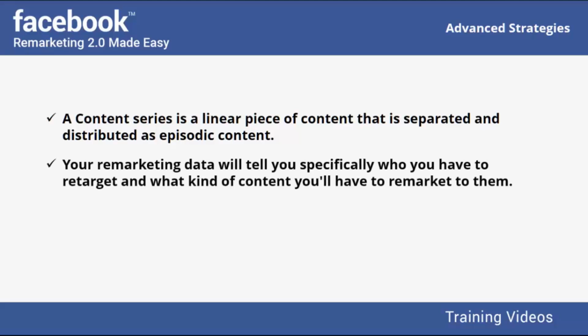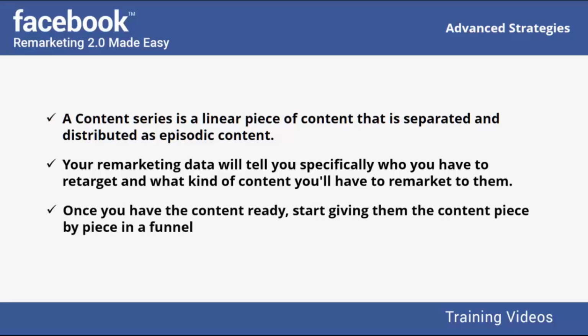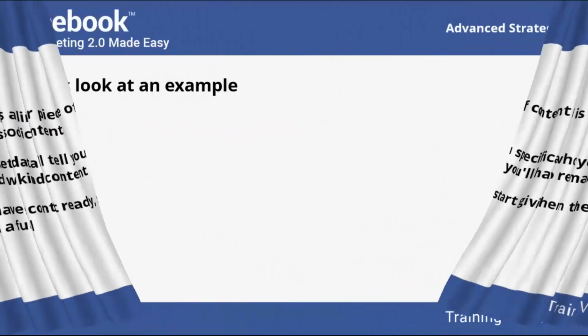Your remarketing data will tell you specifically who you have to retarget and what kind of content you'll have to remarket to them. The good news is that this will work with any kind of content. Once you have the content ready, start giving them the content piece by piece in a funnel, where you lead them to the final piece of content. Before you give them that last piece, they'll need to give you their contact information so you can remarket to them. Let's look at an example.